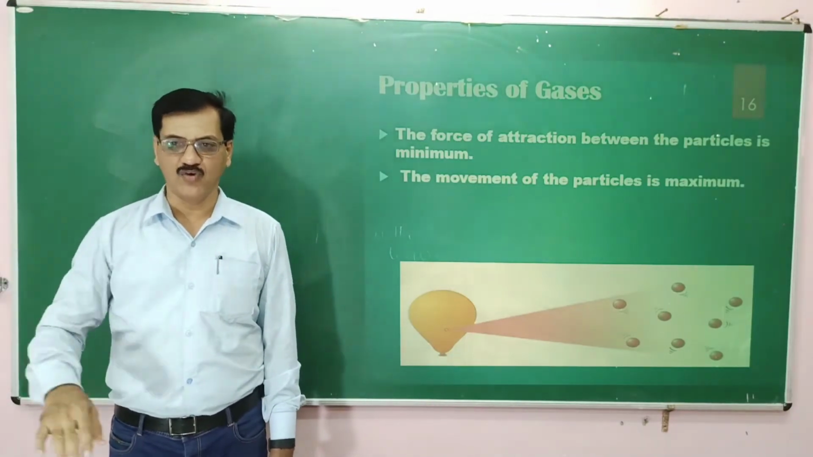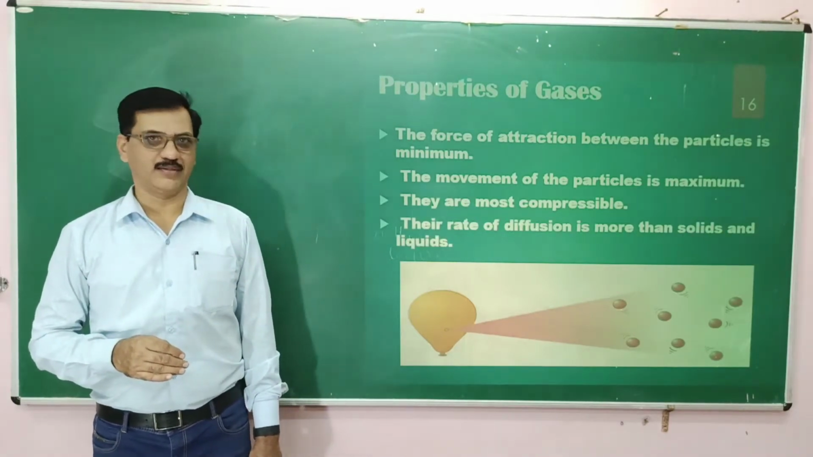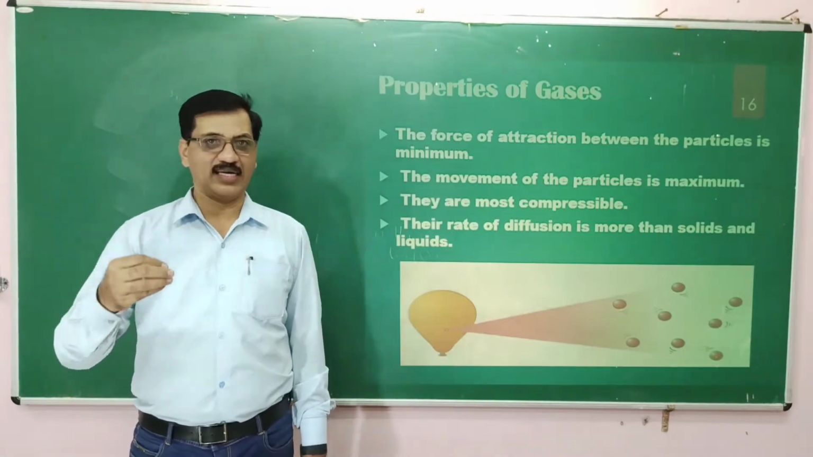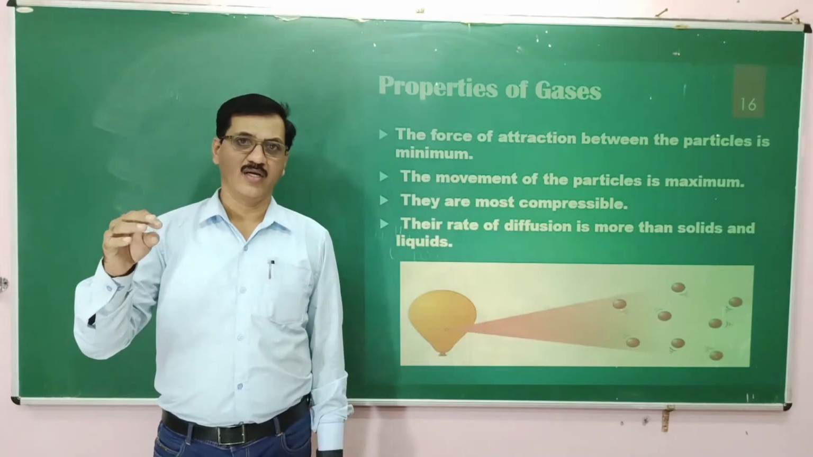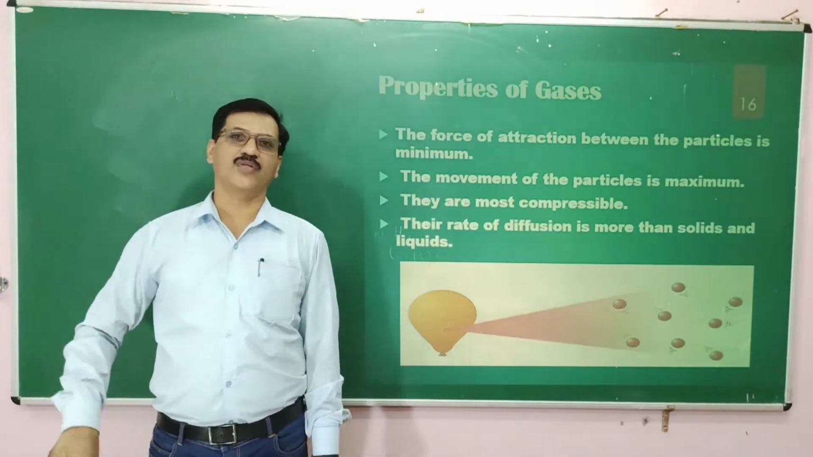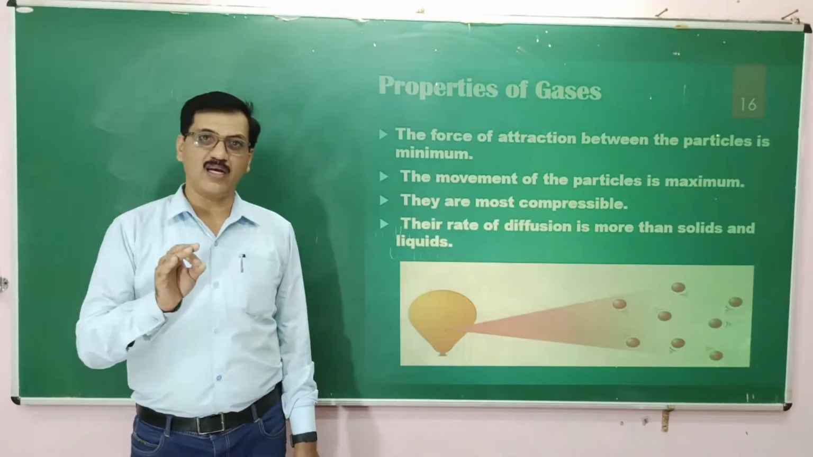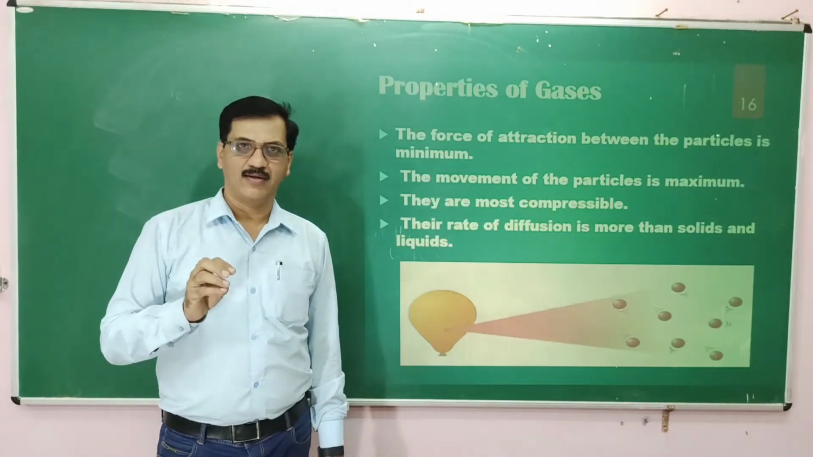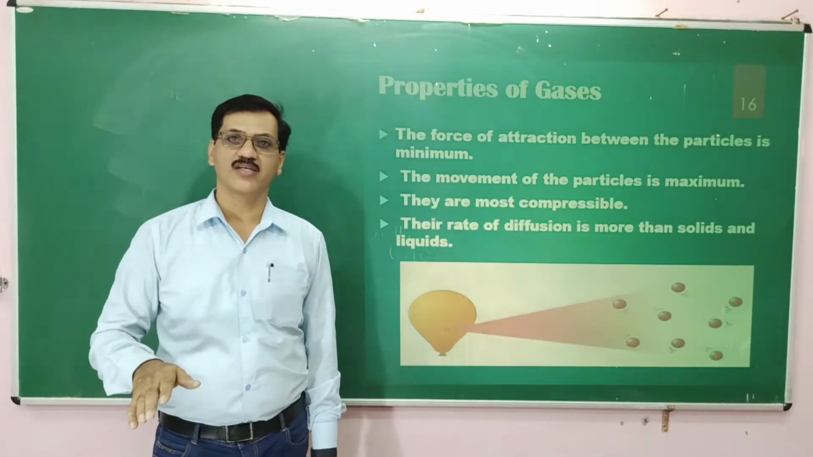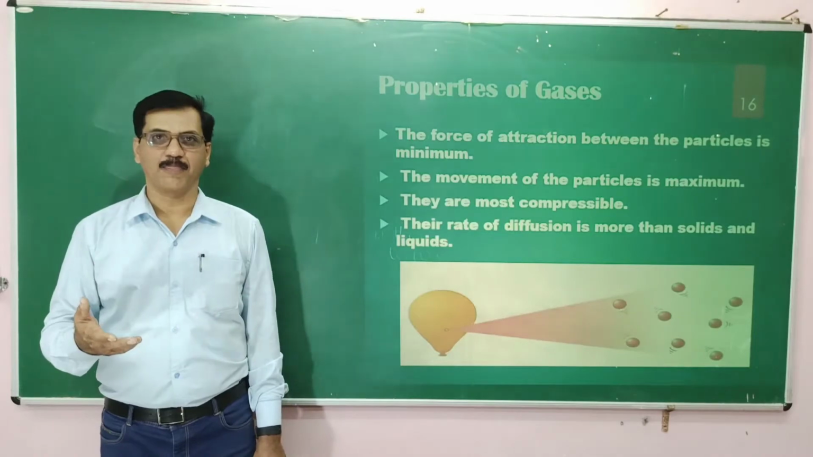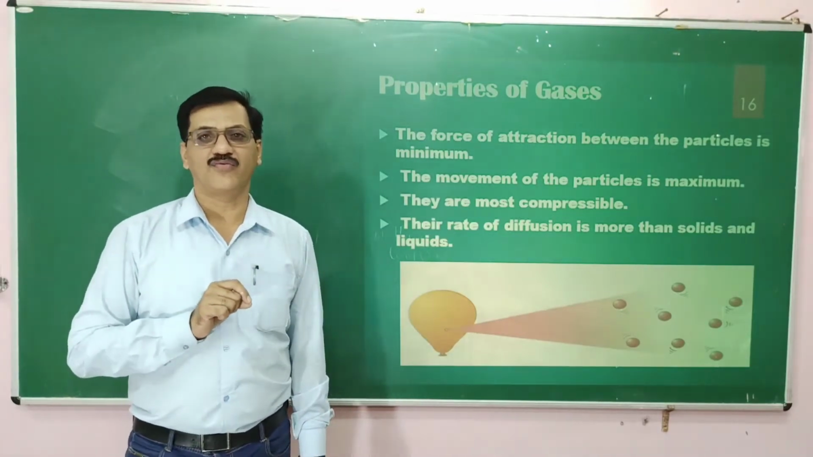When the attraction is less, the particles can move faster, and when the particles can move faster, they have a higher rate of diffusion. Suppose there is a leakage of domestic gas. You will feel it sitting in the corner of the room. You will get the smell because gases diffuse fast. To indicate the leakage of liquefied petroleum gas, some smelling agents are added. Therefore, when the gas diffuses, you will smell it and get alerted for the leakage of LPG, and you can prevent the damage caused by the burning of this LPG.